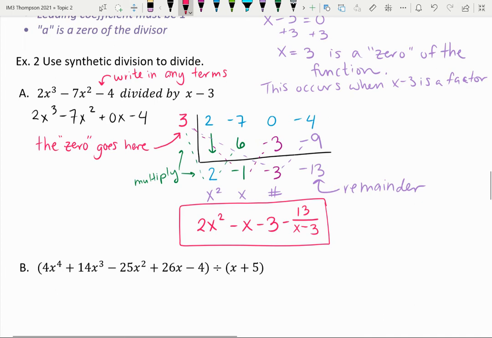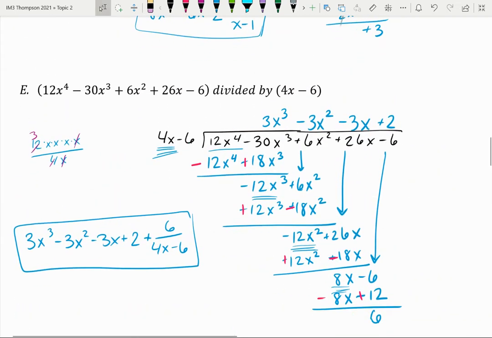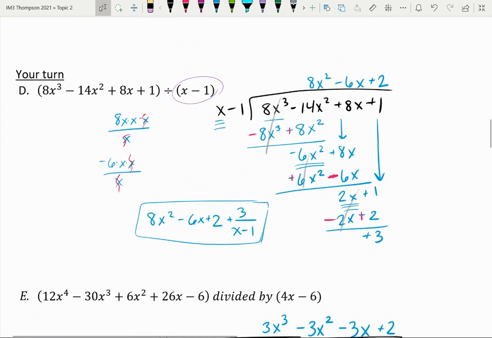So again, how did I know this was 2x squared? Let's talk about it. I have 2x cubed. I have x cubed, and I'm dividing by x. So just like when we were doing our long division problems, scroll up to 1. Right here, I had x to the 4th. I divided by x, which means my result ended up starting with x cubed because I lost an x, which is going to be the same for all of these.